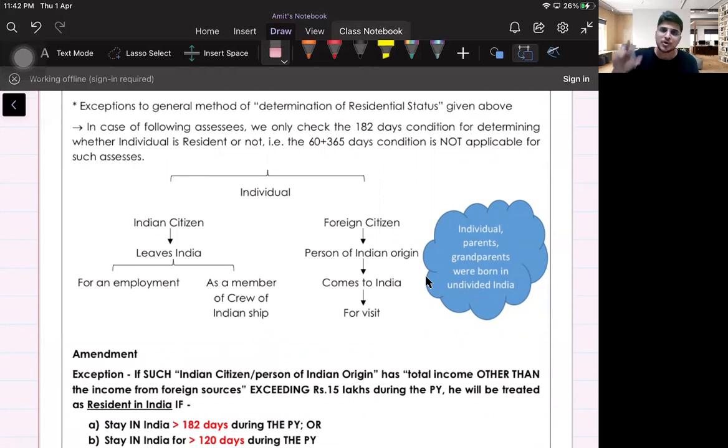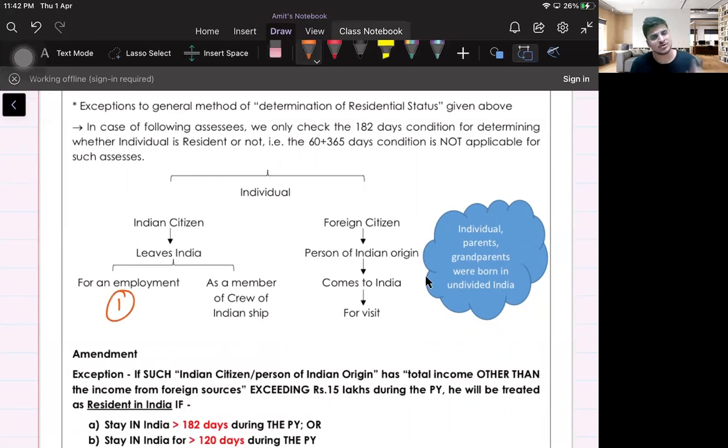The first category is: you are an Indian citizen. You are leaving India for employment. In that case, you are category one and you are falling under that exception. For that, you are not required to fulfill the second basic condition, which means you will only have to check the first basic condition of 182 days. This is your category one.